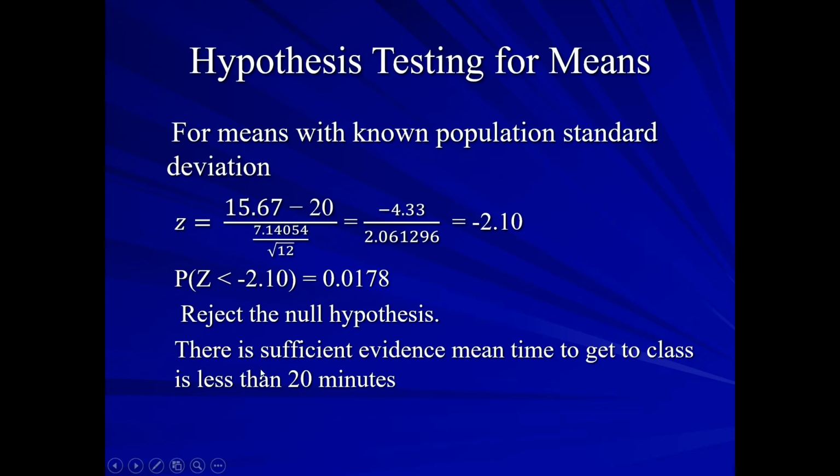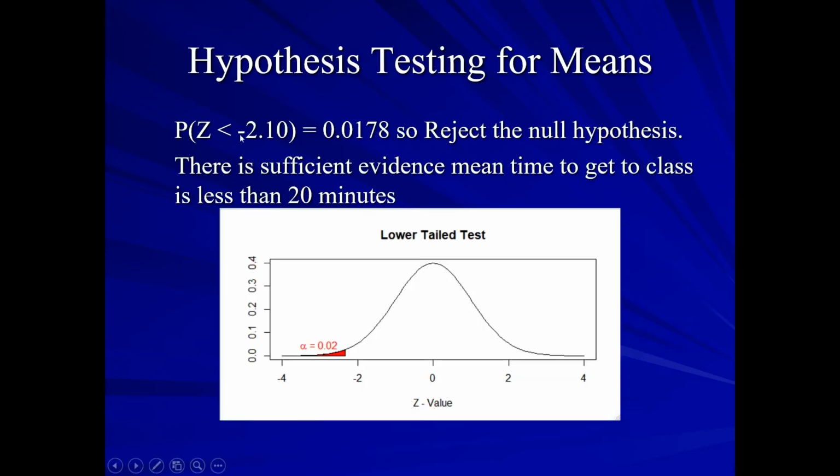What does this mean graphically? Well, our probability z is less than negative 2.10 is 0.0178. Here, alpha is 0.02. Remember, our alpha is the probability we make a type 1 error. As long as my p-value falls below that probability, I feel safe in rejecting the null hypothesis. Here, p is less than alpha. I will reject the null hypothesis and say there is sufficient evidence mean time to get to class is less than 20 minutes.